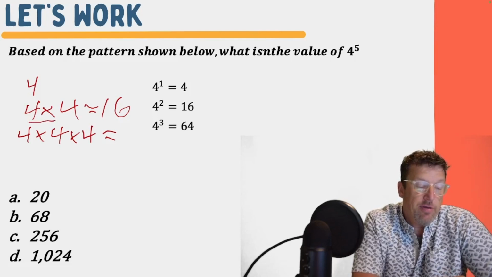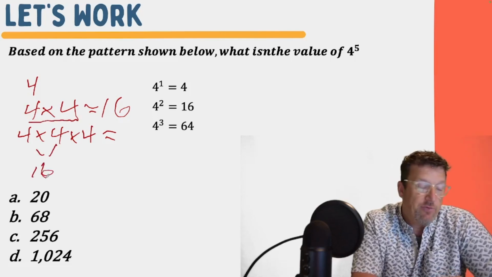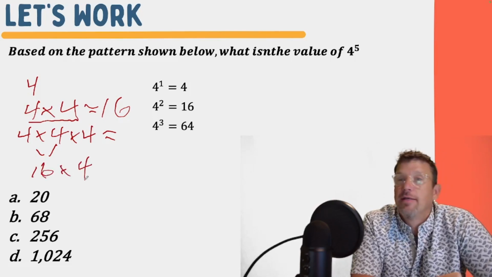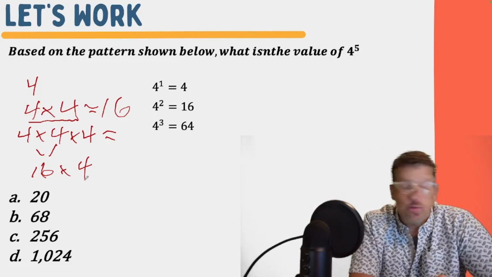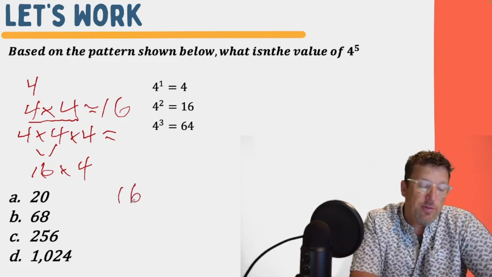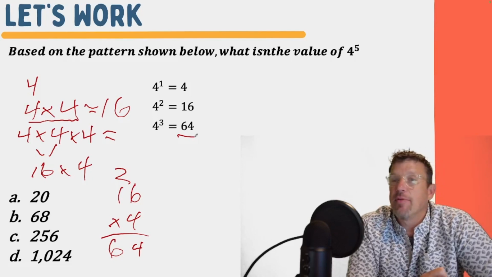Well, we already know that 4 times 4 equals 16, so if we take those, we have 16. And then if we multiply it by 4 again, 16 times 4, well, if you're allowed to use a calculator, you could use a calculator. If not, you simply do your multiplication. So that's how they came up with that answer.